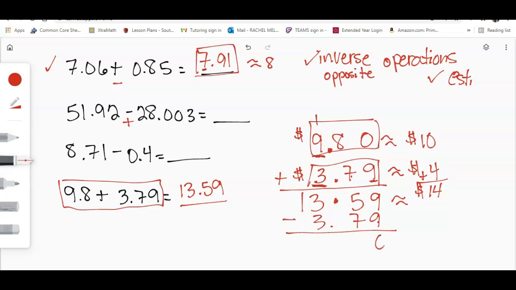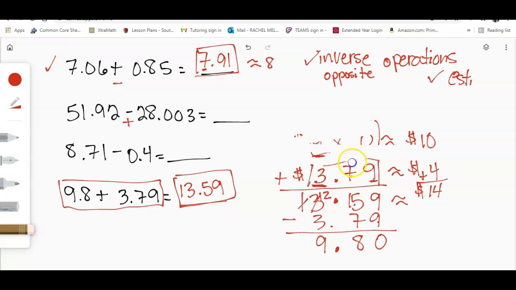9 minus 9 is 0. I cannot do 5 minus 7, so I'm going to regroup. 15 minus 7 is 8. And 12 minus 3 is 9. I did get that answer, so I know for sure that this is the correct answer. So now we're going to do the same for these other problems.